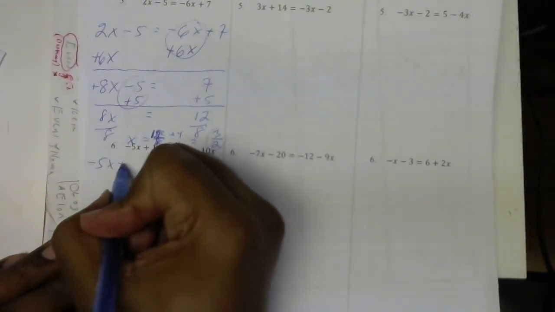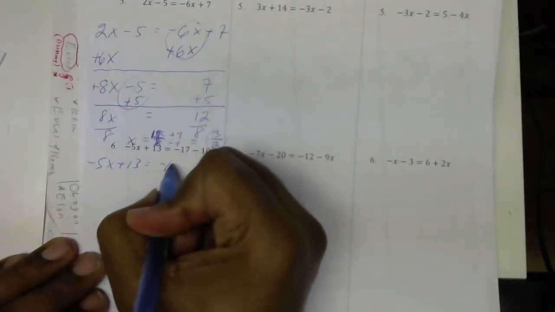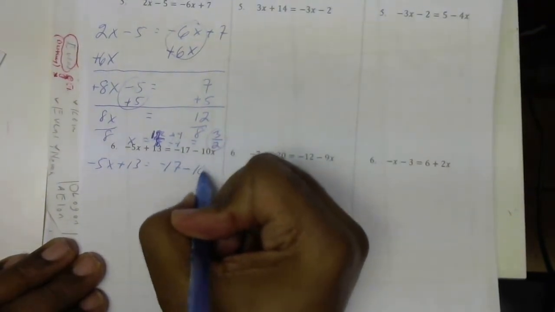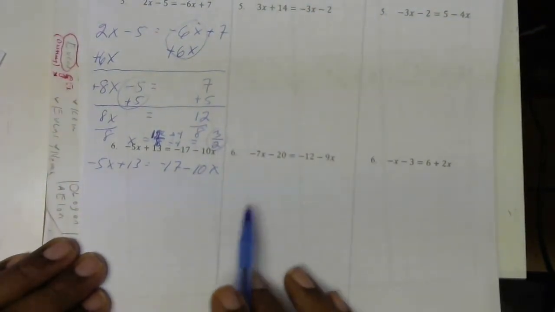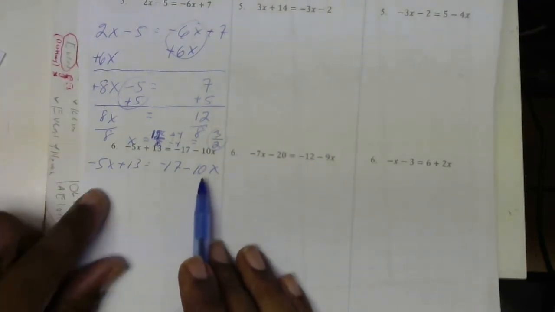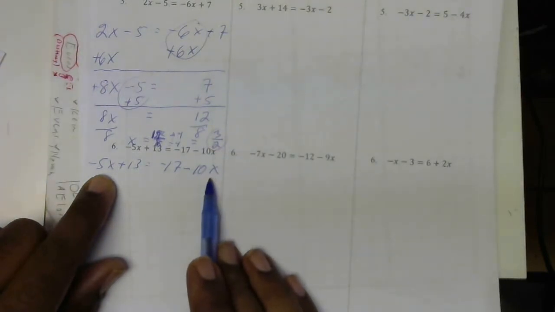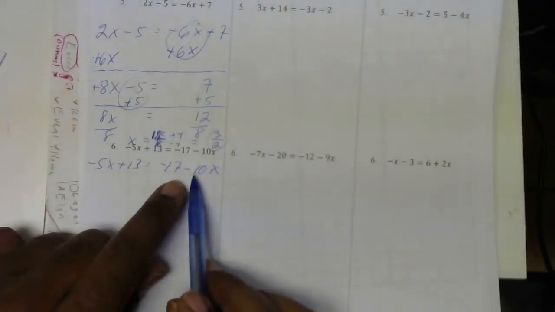Okay, let's take a look at number 6. Number 6, we have a negative 5x plus a 13 equals negative 17 minus 10x. Okay, so from here, I am going to find out which side is worse. Here, I'm missing 5x's. Here, I'm missing 10x's. Well, if this was dollars, missing $5 over here and missing $10 over there. Well, what's worse? Hey, definitely missing $10. So this is the one that we want to get rid of, the missing $10.